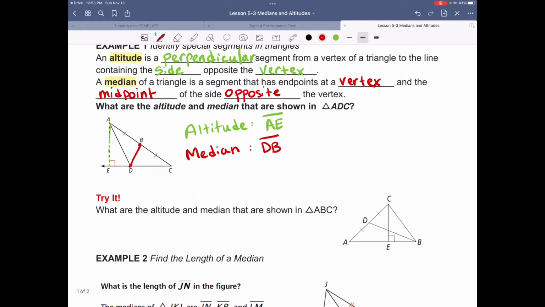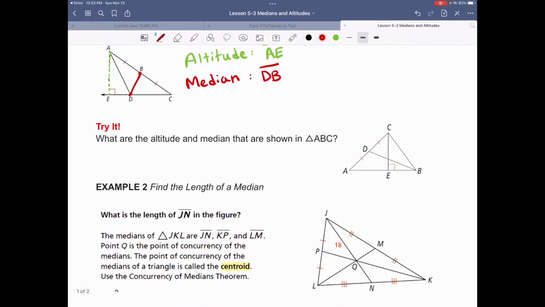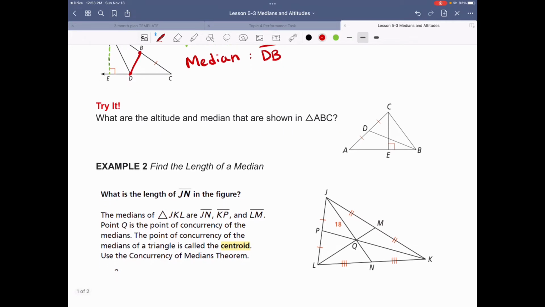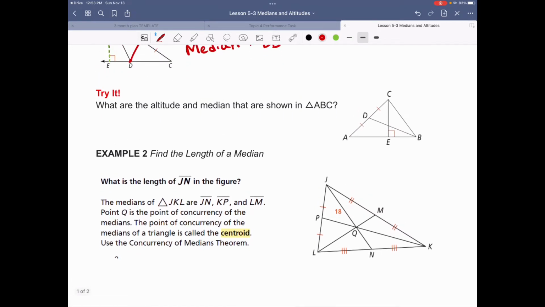So now do the try it problem. What are the altitude and median that are shown in triangle ABC? And I'll pause the video for you to find out. All right, for the try it, did you get that the median was DB and the altitude was CE?